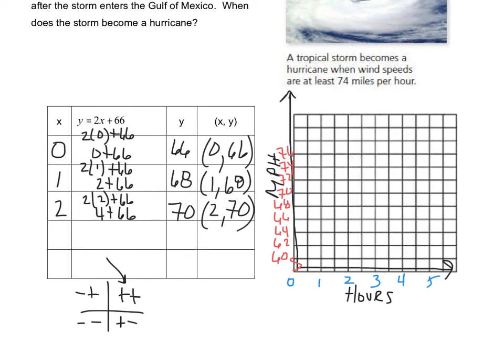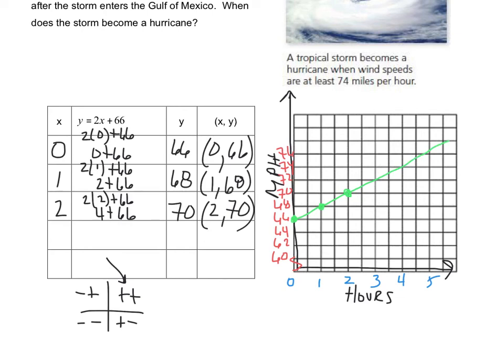So now I can plot my points. So if I'm plotting my points, 0, 66, sitting right there. 1, 68 is sitting right there, and 2, 70 is sitting right there. And they do seem to be in a nice straight line. Okay? So then what I want to do is I want to make sure I'm drawing a nice straight line as best that I can.